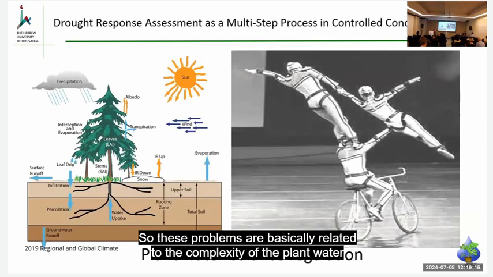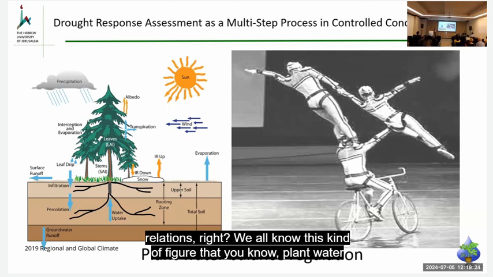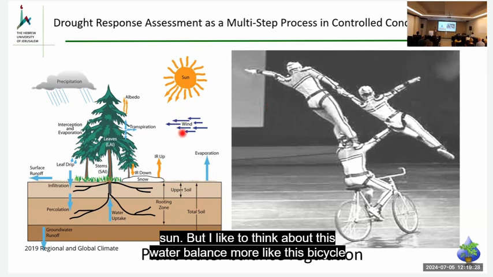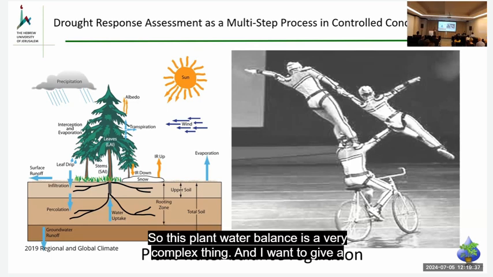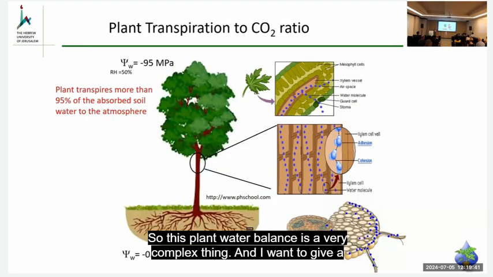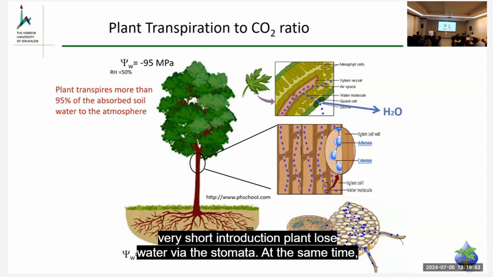These problems are basically related to the complexity of plant-water relations, right? We all know this kind of figure of plant, water, sun, but I like to think about this water balance more like a bicycle balance. You cannot understand it just by looking at it, right? So this plant-water balance is a very complex thing, and I want to give a very short introduction.